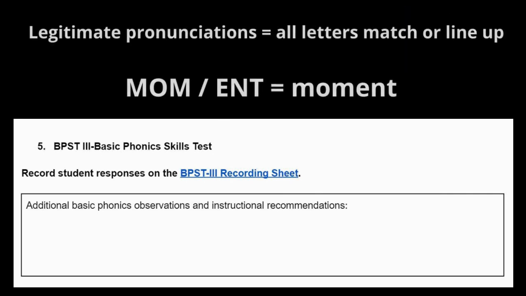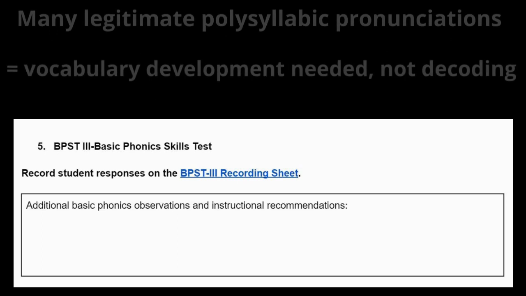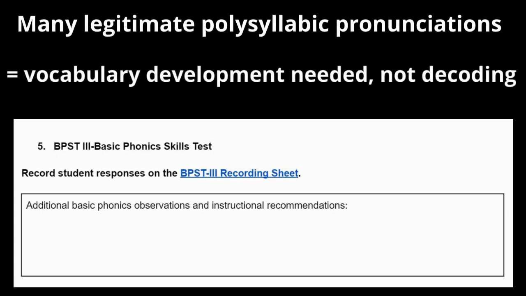Examine polysyllabic errors to see if there are any legitimate pronunciations, such as "mom-ent" for "moment." In order to be legitimate, all letters in the two versions have to match or line up. Students may mispronounce polysyllabic words because they've never heard of them before, especially multilingual language learners. Students with many legitimate polysyllabic word reading errors actually need vocabulary development rather than more decoding instruction.